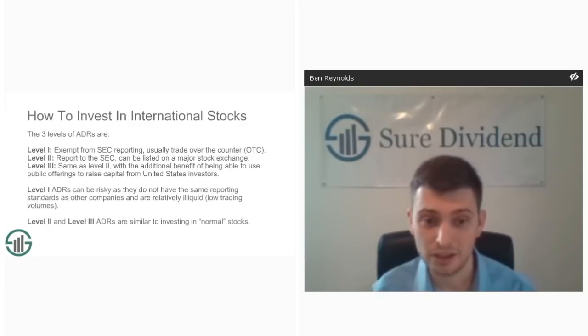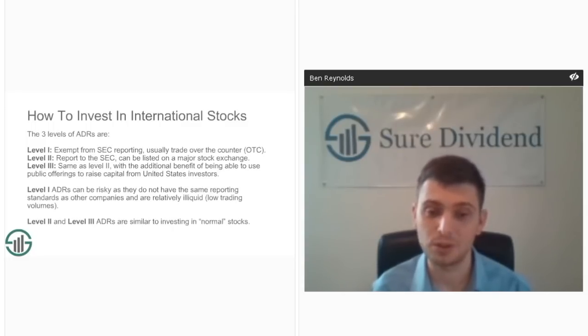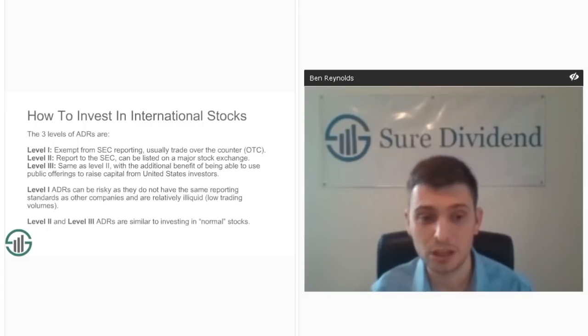Level 2 ADRs have to report to the SEC, and they can be listed on major stock exchanges. This is much safer. This is a huge leap up from level 1. Level 2, we tend to regard from a transaction perspective as relatively safe. Level 3, the same as level 2, with the additional benefit that companies that are level 3 ADRs can use public offerings to raise capital from United States investors. So they can actually issue shares to United States investors and raise capital in US markets.